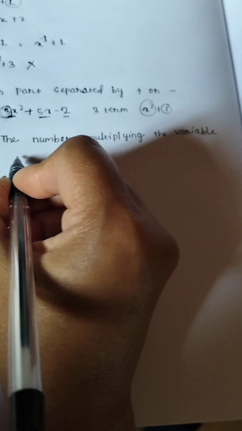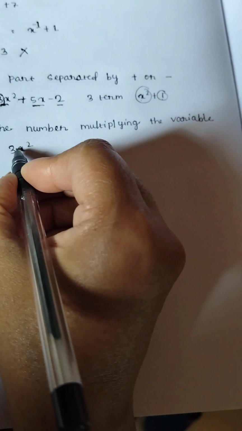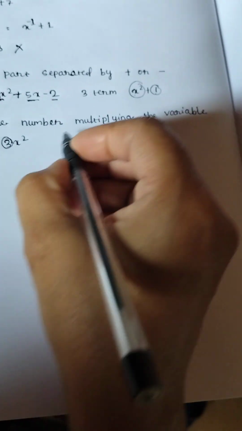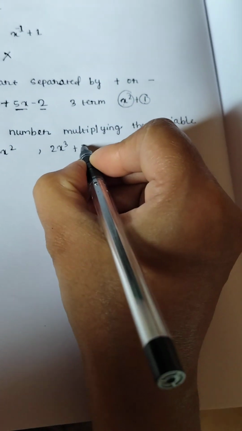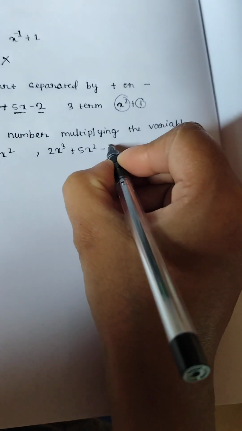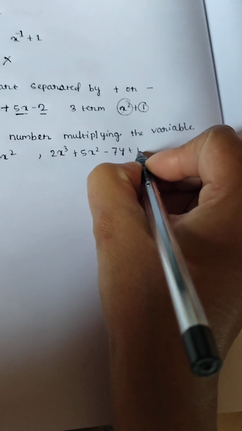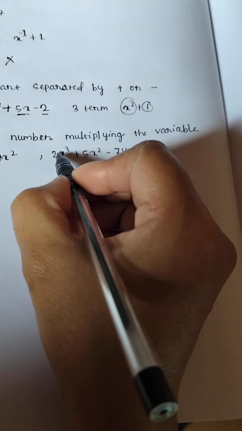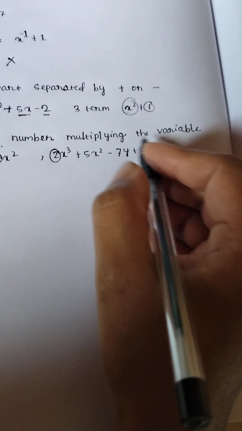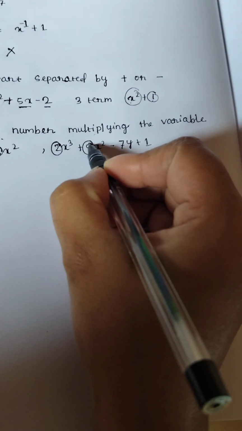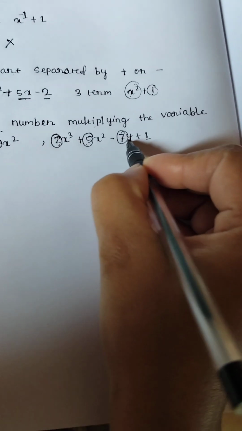Let's say for an example 3x square. Here the coefficient is 3. Let's say 2x cube plus 5x square minus 7y plus 1. Here the coefficients are, this is 2, the number multiplying with the variables. What are the numbers? This and this. So here the coefficients are 2, 5 and 7.